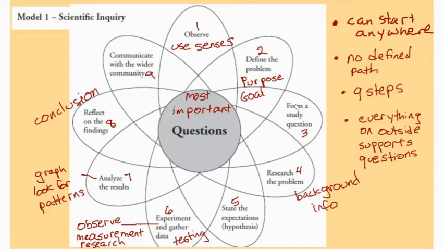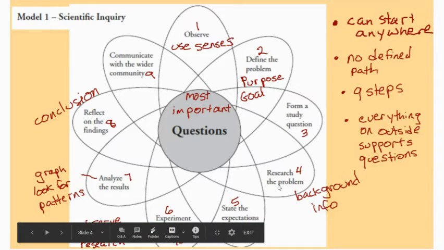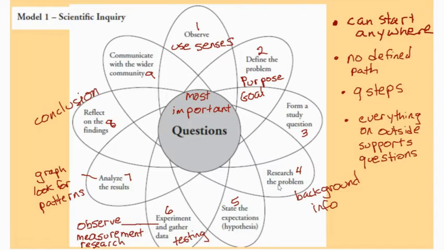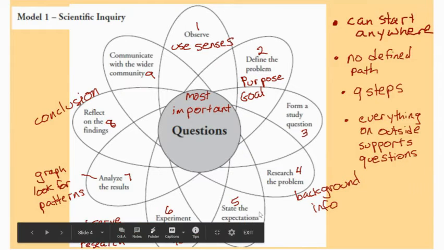After that, you'll form a more specific study question. And then you would have to do some research here for number 4. You need to get the required background info or look at other related studies that might provide data that will help you with your investigation. For number 5, stating the expectations that would relate to the hypothesis.